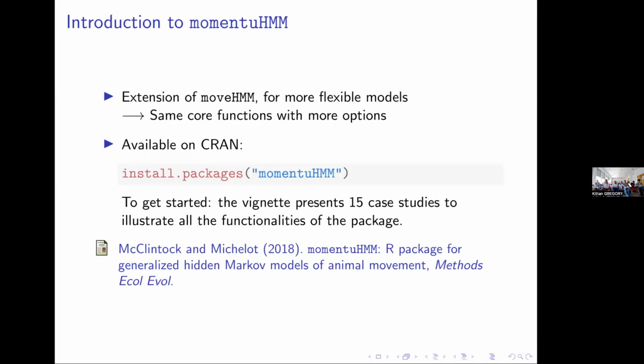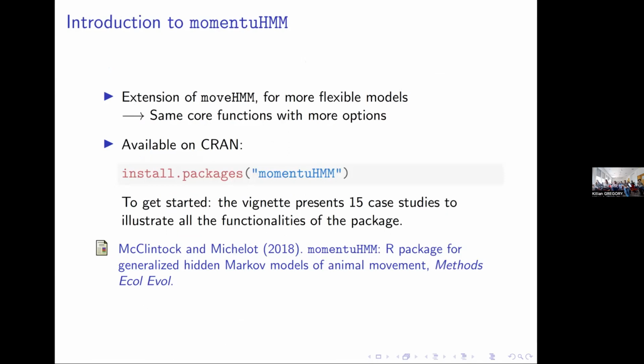So momentuHMM is very similar to moveHMM. Many of the function names are the same, but underneath it's got a lot of stuff added on and extended. It's available on CRAN. And the vignette, I think now it's beyond 15. I think there's like 18 case studies in there, but there's a ton of examples in there.